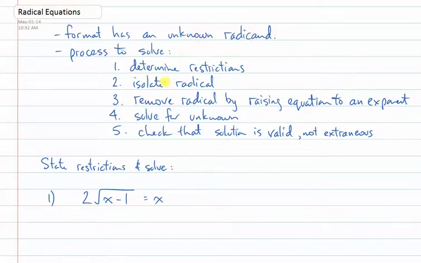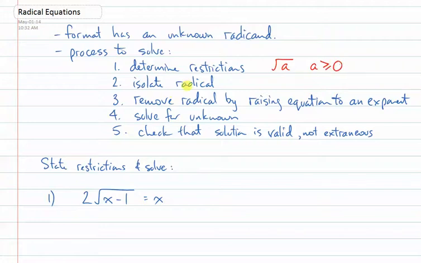Here's the process to solve. First of all, determine the restrictions. You have to think about what values of the variable are permitted and what aren't. You can't take the square root of a negative. So if a is the representation of the radicand, it has to be greater than or equal to 0.